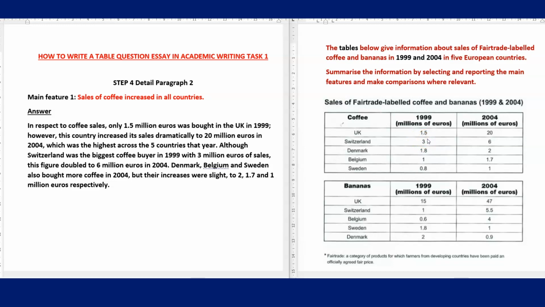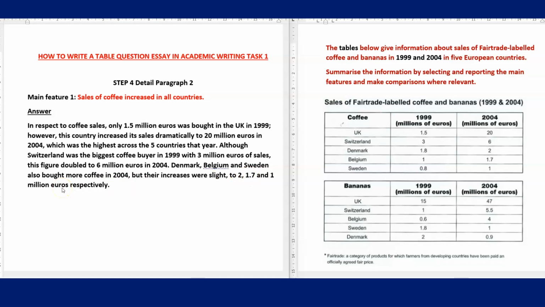So these are some words you can use: double, triple. You can also look at that. Okay, Denmark, Belgium, and Sweden. Now we take the 3 together. Denmark, Belgium, and Sweden also bought more coffee in 2004, but their increases were slight. That is, you can see 2, 1.7, and 1 million euros respectively.